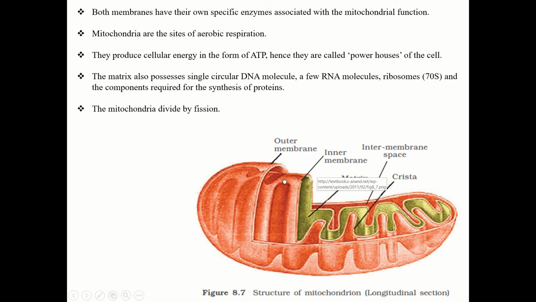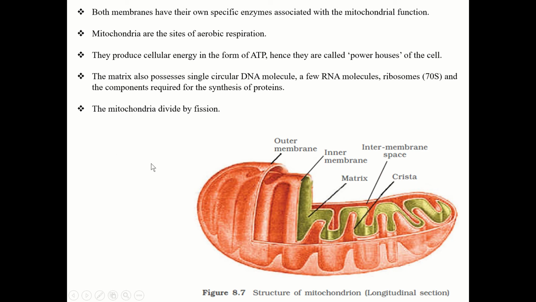Mitochondria are the site of aerobic respiration. So here mitochondria help in aerobic respiration. In detail we will study this in the next chapter, respiration in plants. They produce cellular energy in the form of ATP. Hence they are called the powerhouse of the cell. During aerobic respiration they produce energy in the form of ATP, that is adenosine triphosphate, and because of this production of energy they are called the powerhouses of the cell.